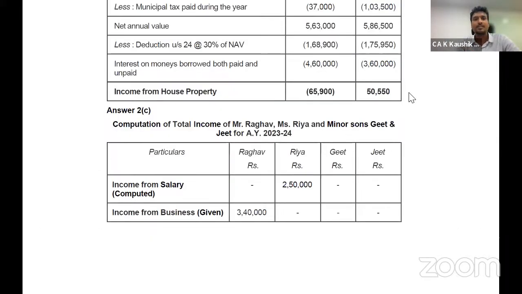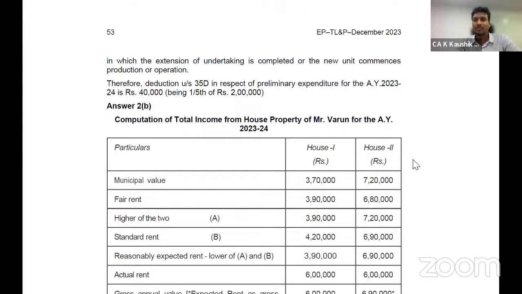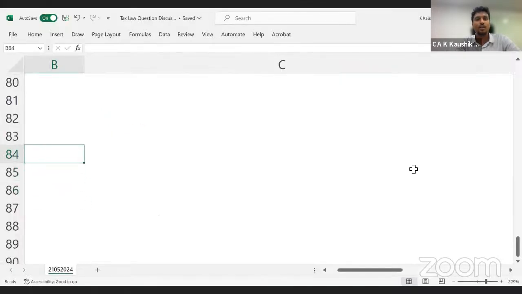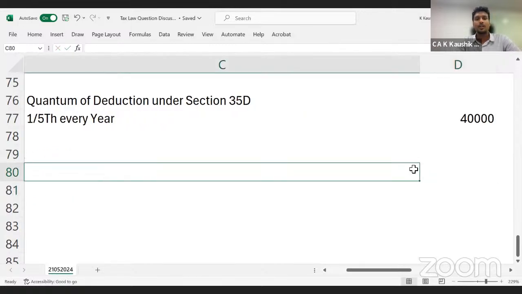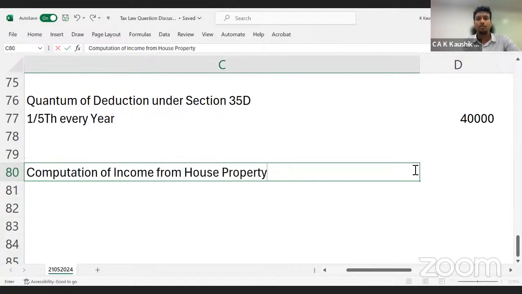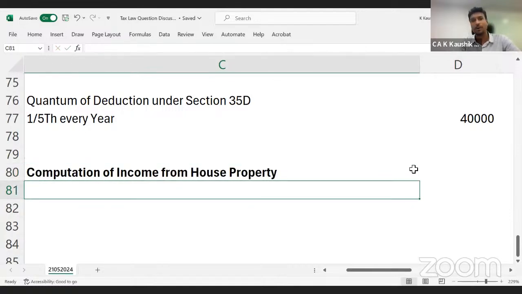Okay, so let's see here in terms of the calculation. So let's solve this. Since it's a simple thing, we'll solve this. It will not even take 5 minutes. Question number 2, part B. Computation of income from house property.